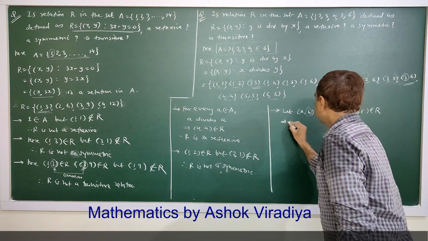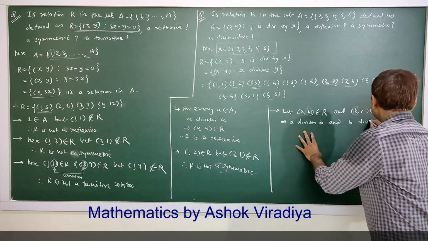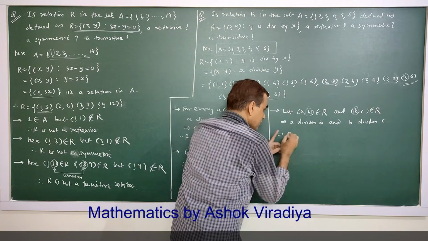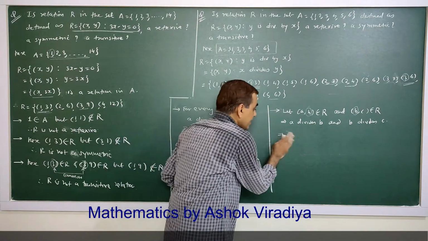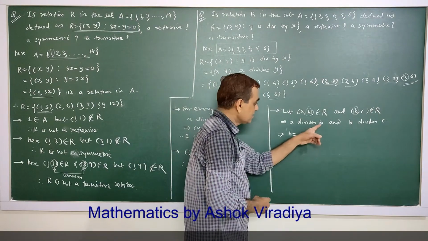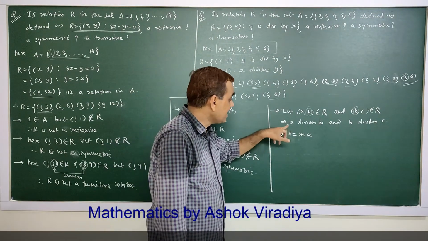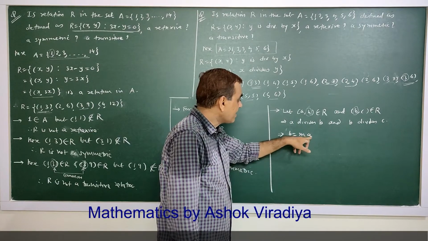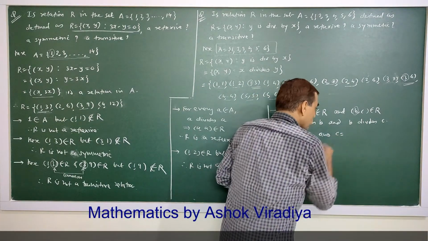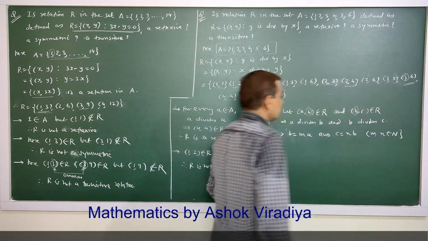This means A divides B, and this means B divides C. Now if A divides B, then A is a factor of B, so B can be expressed as M into A. In B there is a factor A, and B divides C means B is a factor of C. So C is equal to N into B, where M and N are some natural numbers.